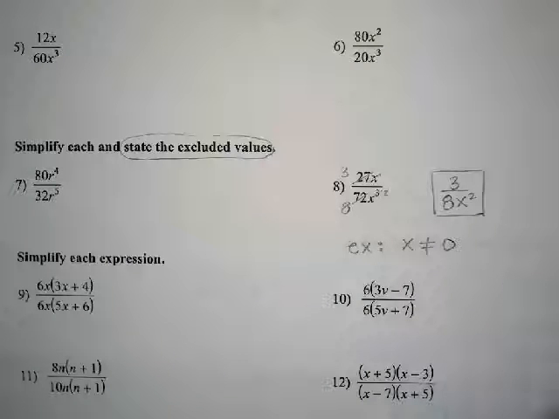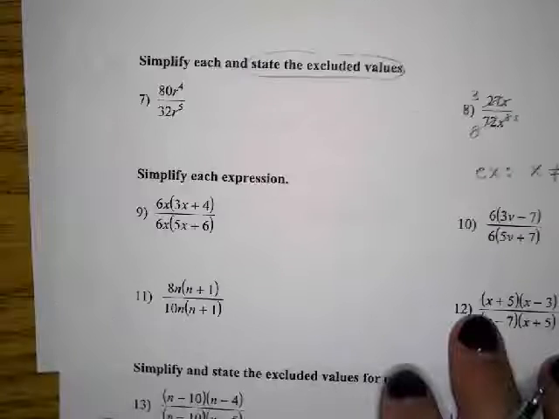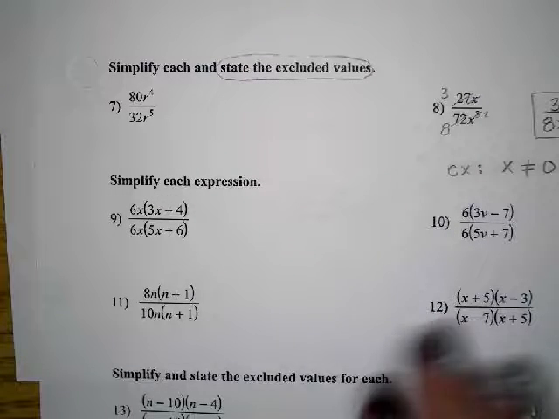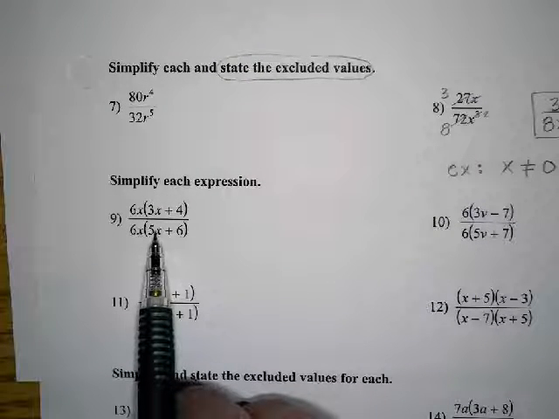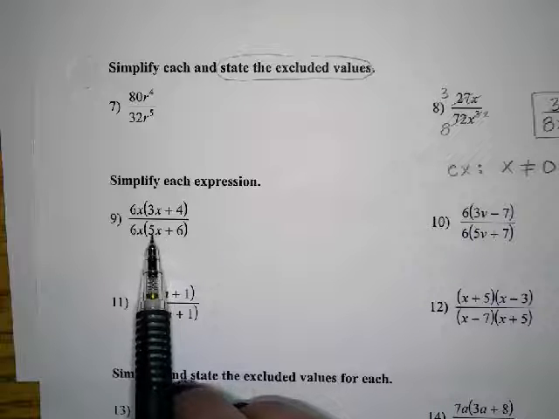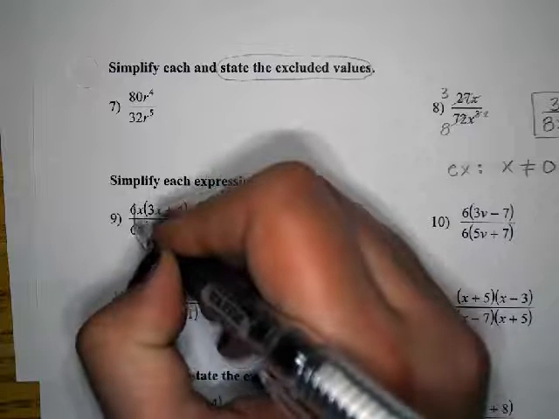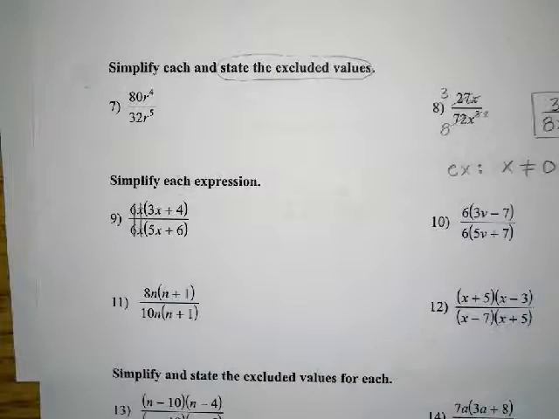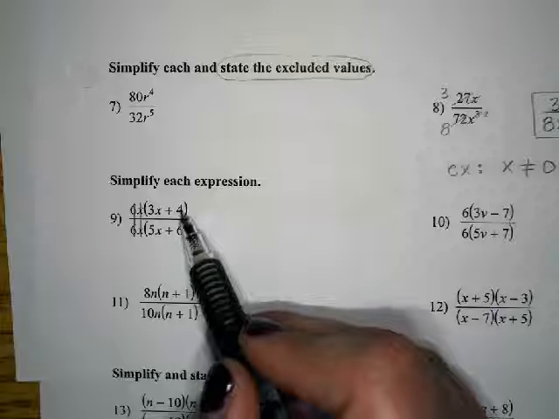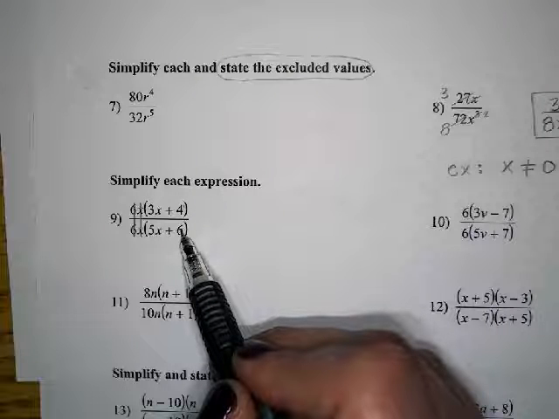All right, let's look at number 9, so I'm not doing all your problems for you. Can you guys see what would cancel out in number 9? What would cancel? Okay, 6 and 6, x and x. Can I reduce the 4 and the 6? No, because there's a plus in between.